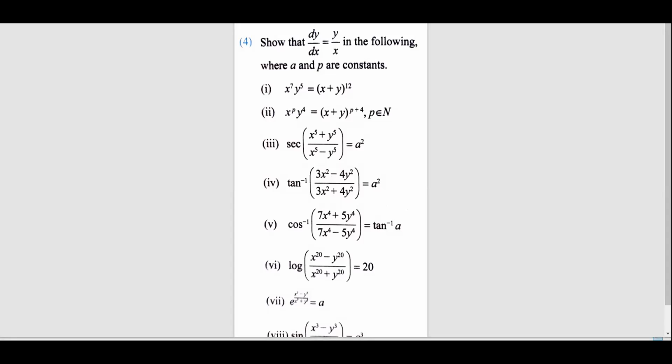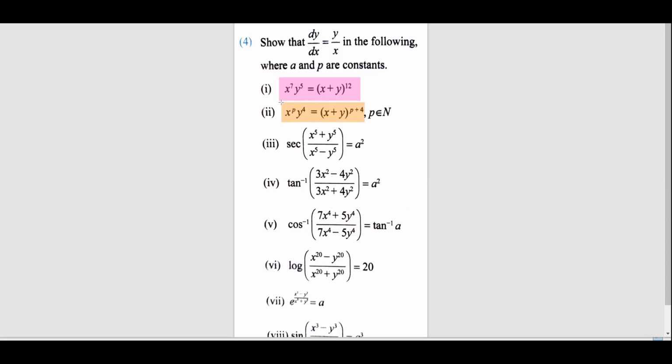So what we have to do here, we have to show that dy by dx, say for example, if we begin with this question, so here we are given x raised to 7 into y raised to 5 equals to x plus y raised to 12. Now this is an implicit function. What we have to do, we will differentiate, and finally what answer should we get? dy by dx, we should get y upon x. Same way here. Look at the next question: x raised to p into y raised to 4 equals to x plus y raised to p plus 4.